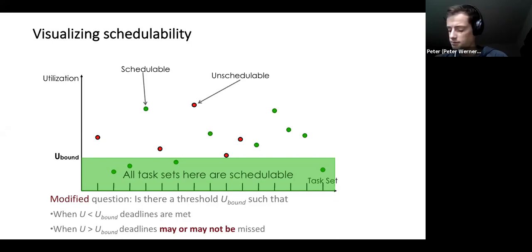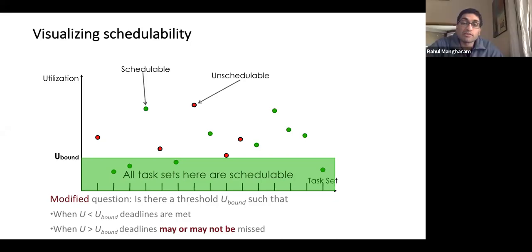If you gave this problem to somebody today, they would say, "Oh, let me just run lots of simulations." But if you run lots of simulations, you can't get some theory out of it. So what they were trying to look for is the least upper bound. Below this utilization bound, all tasks are definitely schedulable. Above this bound, we are not sure. They may or may not be schedulable. Deadlines may or may not be missed. But definitely under this utilization bound, all deadlines are met.